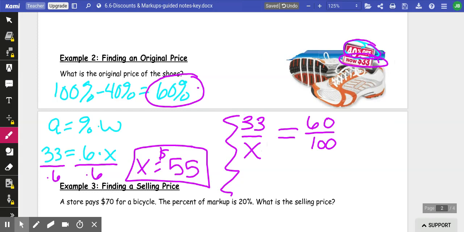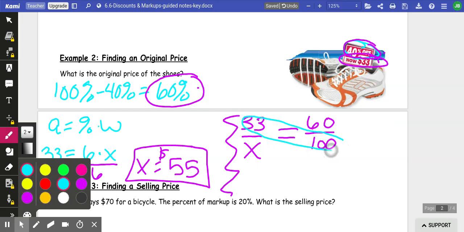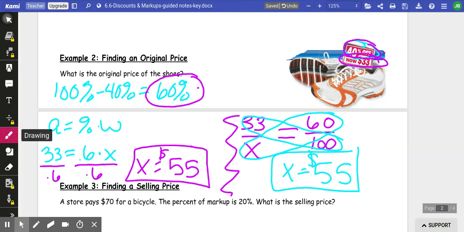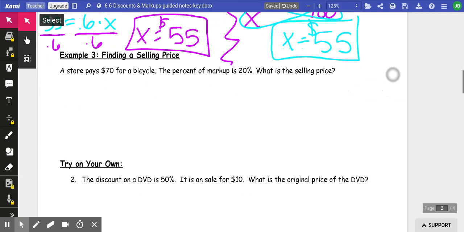And then we can use our cross products to multiply and then divide. And we would still get X equals 55. So either way that you feel comfortable doing this is fine. All right, let's take a look at example 3.